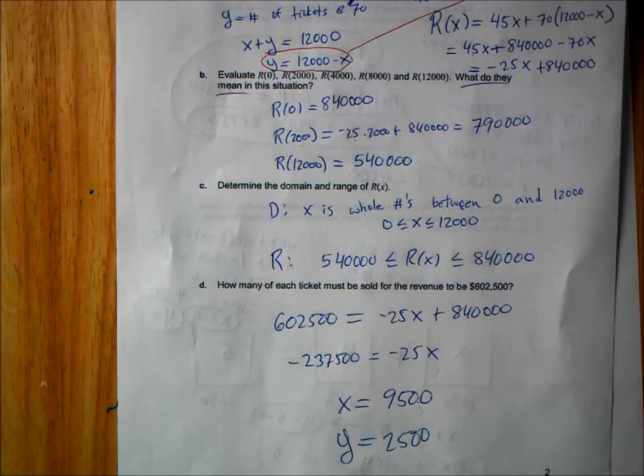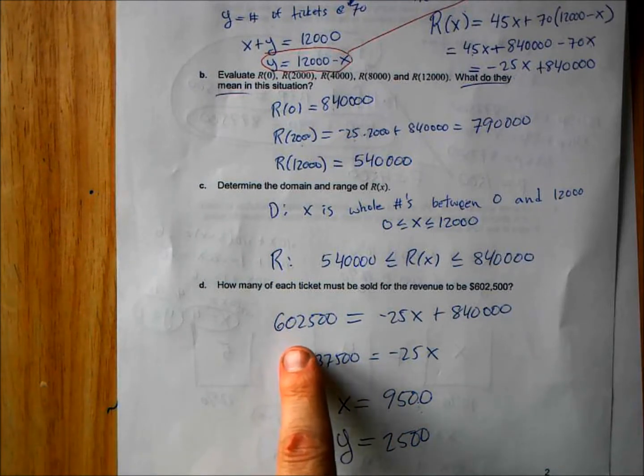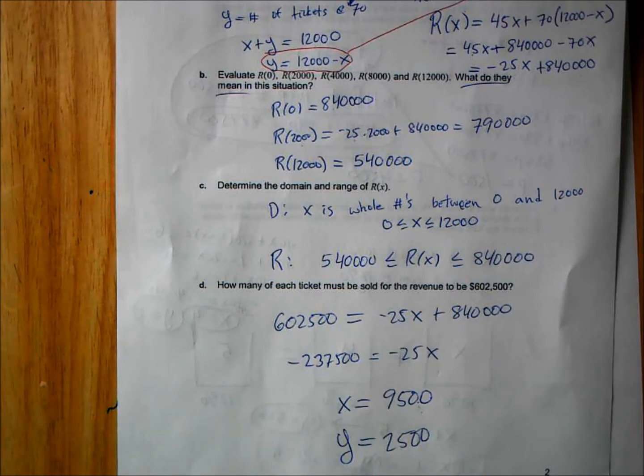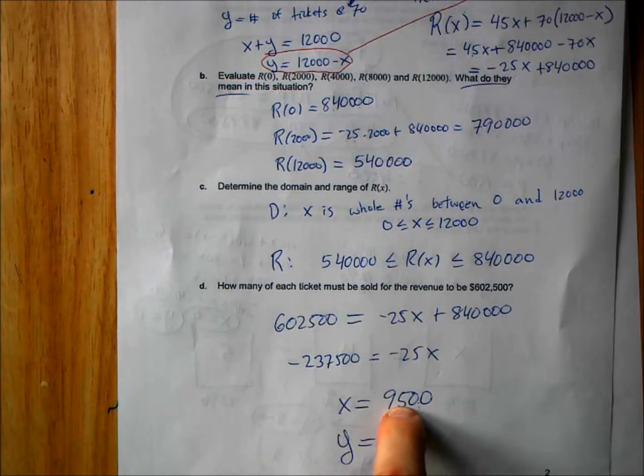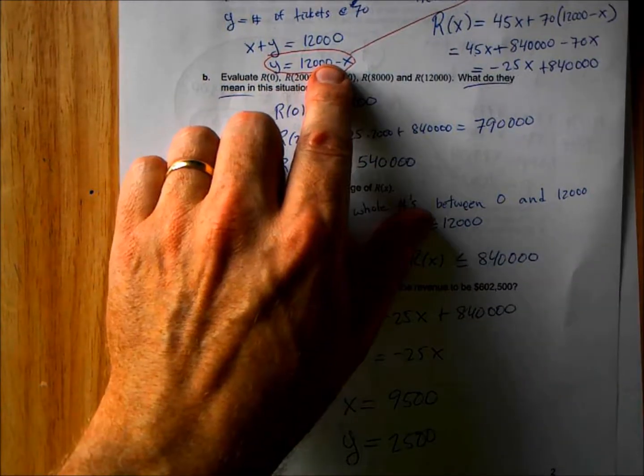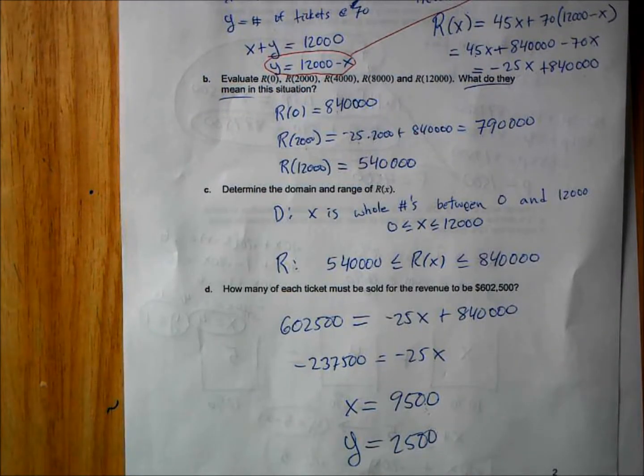And then finally, how many of each ticket must be sold for the revenue to be 602,500? We set 602,500 equal to our revenue. We solve, subtracting 840,000 on both sides. Finally, divide by negative 25, and we see X needs to be 2,500. I take that answer, 2,500, plug it in back up here. Y has to be 2,500.